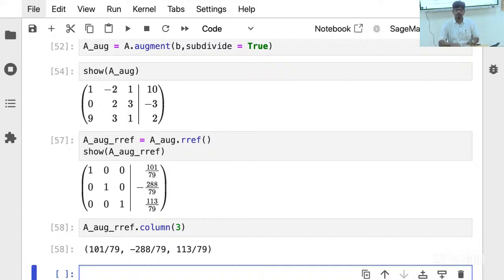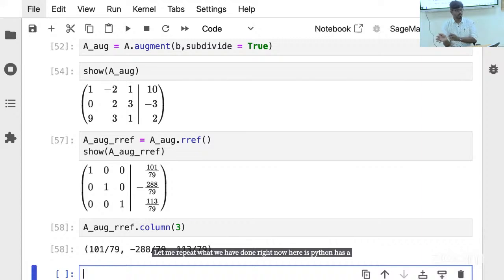Let me repeat what we have done right now here. Python has a zero index policy. That means it doesn't start counting from 1 to 3, whereas it starts counting from 0, 1 to 3. So whatever typically we call as 1 is actually called 0, and so on. So the fourth column, whatever we needed, in the Python sense is actually the third column, because 0, 1, 2, and then 3.